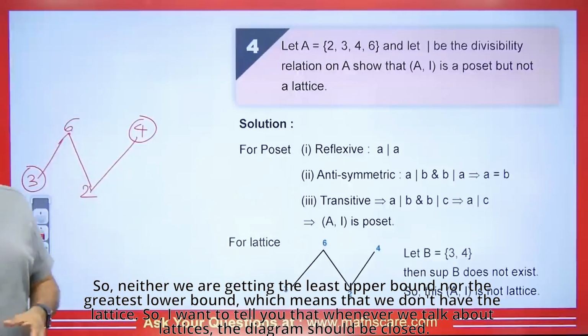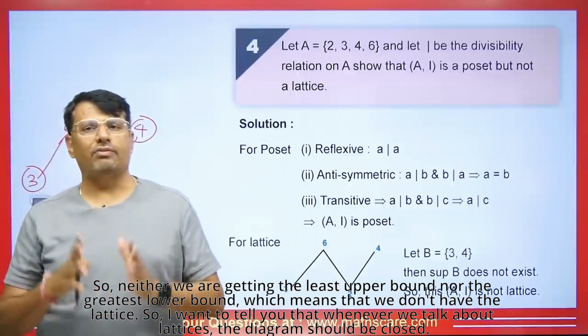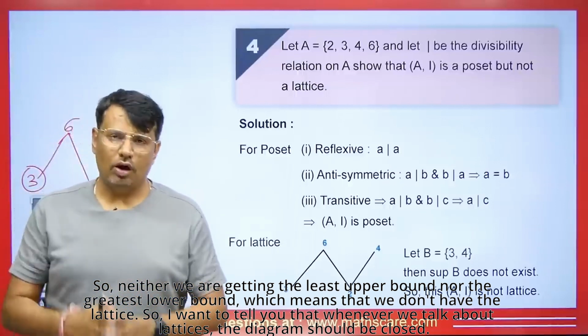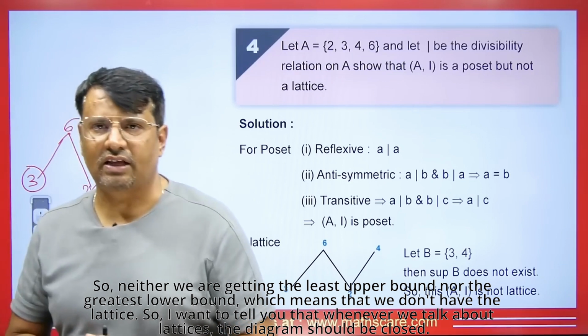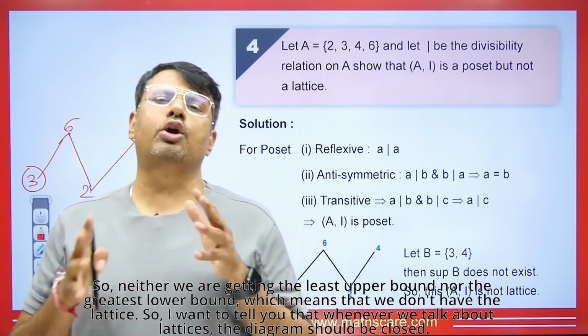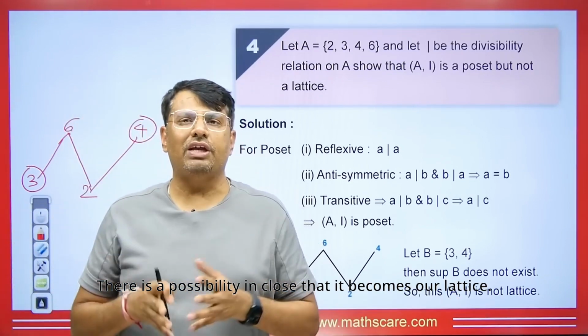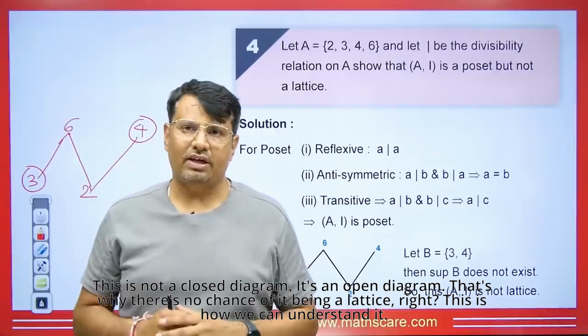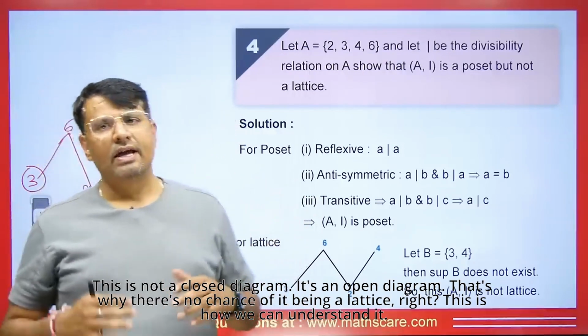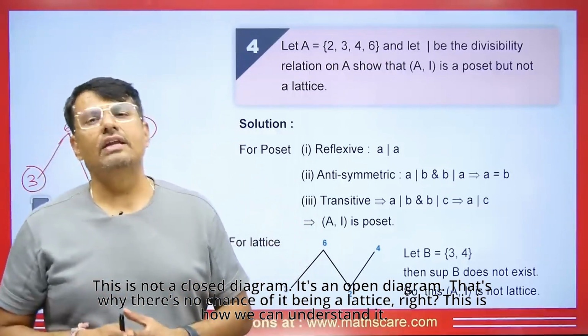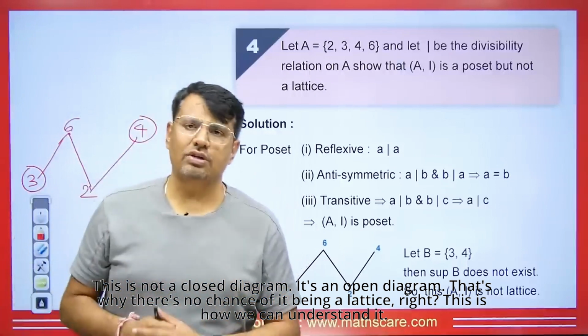So neither are we getting the least upper bound nor the greatest lower bound, which means that we don't have a lattice. So I want to tell you that whenever we talk about lattices, the diagram should be closed. There is a possibility in a closed diagram that it becomes our lattice. This is not a closed diagram. It's an open diagram. That's why there's no chance of it being a lattice, right? This is how we can understand it.